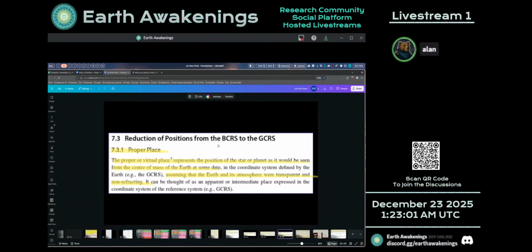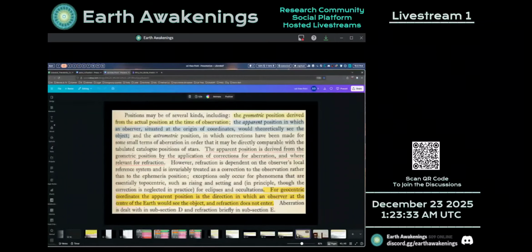Reductions from the positions, I think that's barycentric to the geocentric coordinates. So proper place. The proper place or virtual place represents the position of the planet or star as it would be seen from the center of mass of Earth at some date. This coordinate system is defined by this acronym here for establishing geocentric coordinates, assuming that the Earth and the atmosphere were transparent and non-refracting. So again, using the true position intersection, not the apparent position of what we see, to make the predictions. And this is from the Explanatory Supplement to the Nautical Almanac and ephemeris.